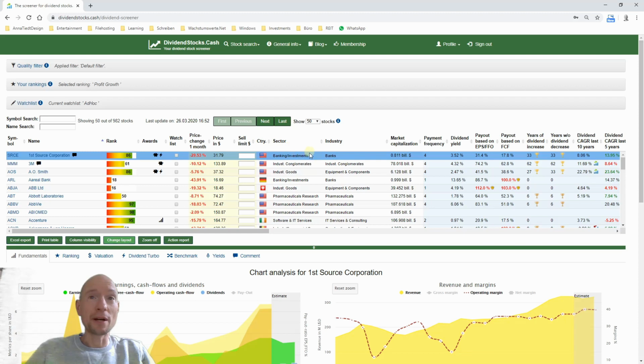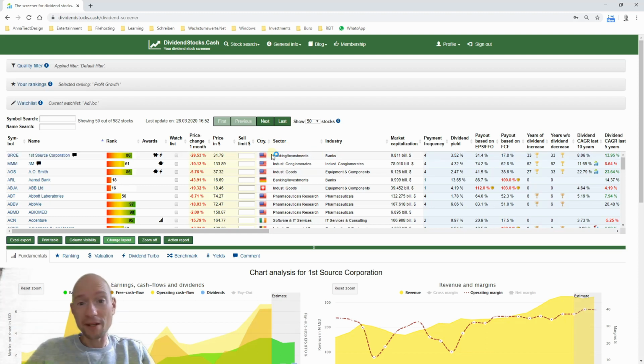And here we are on the screener. The first thing to do to profit from growing dividends and capital gains, as they go hand in hand, is to find companies which increase their earnings, their profits, steadily, reliably in the long run. How do you do that?